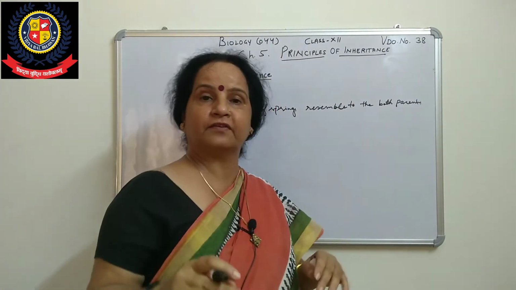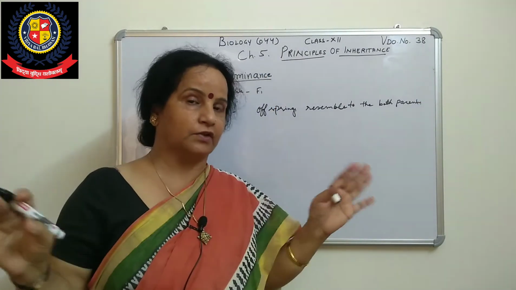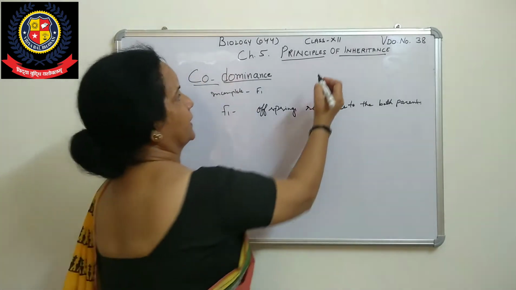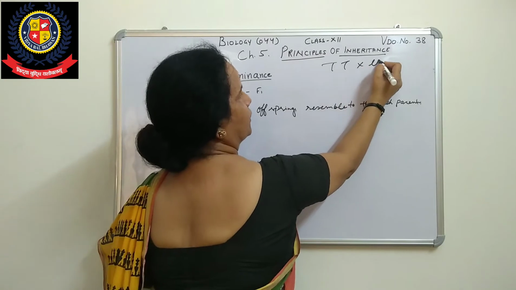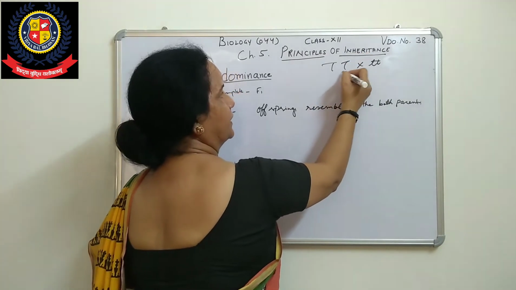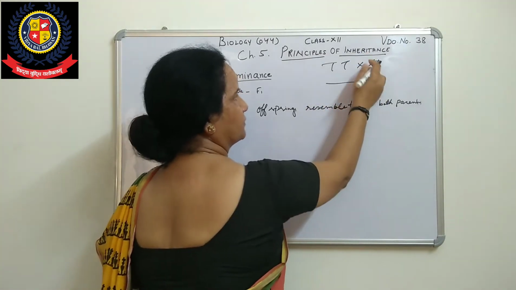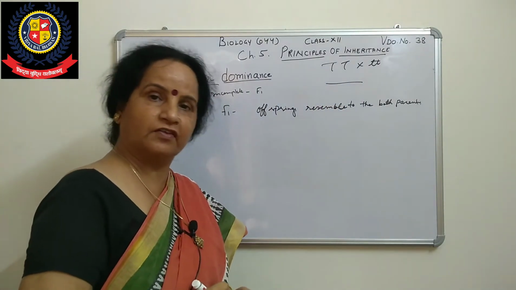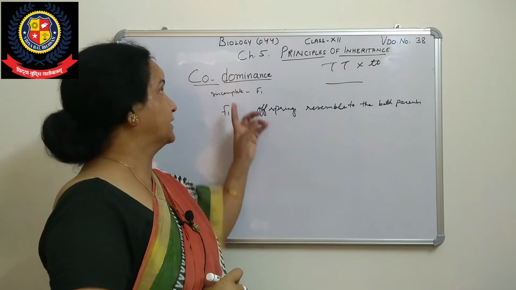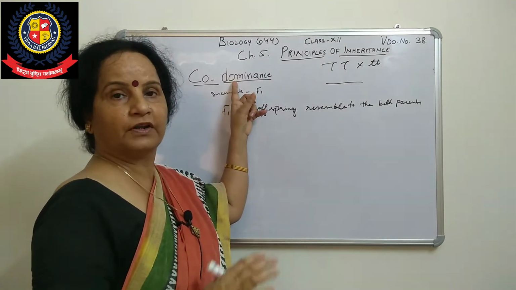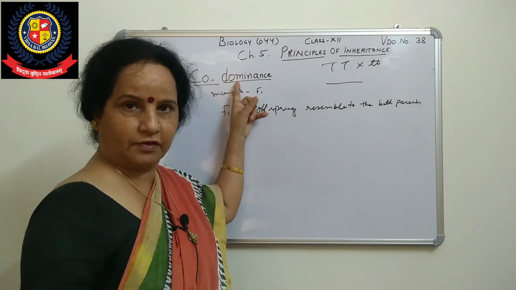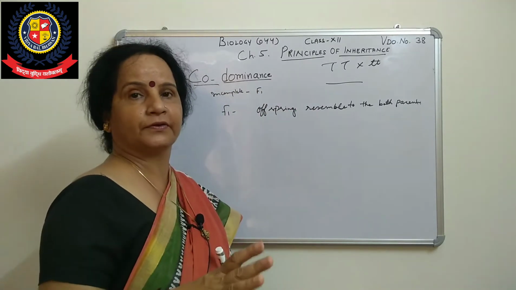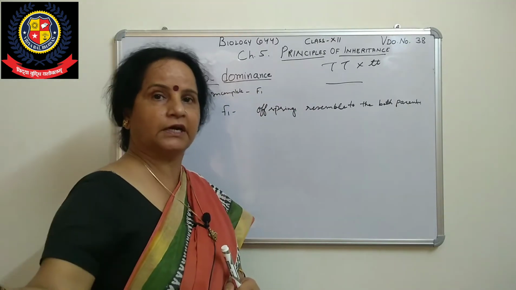It means no dominant is there; both are present. Suppose we talk about capital T and small t. In that F1 generation, we will see both tall and short. The offspring resemble both parents in codominance, so no one is dominant and no one is recessive. In incomplete dominance, no one is completely dominant, so we get a third color.